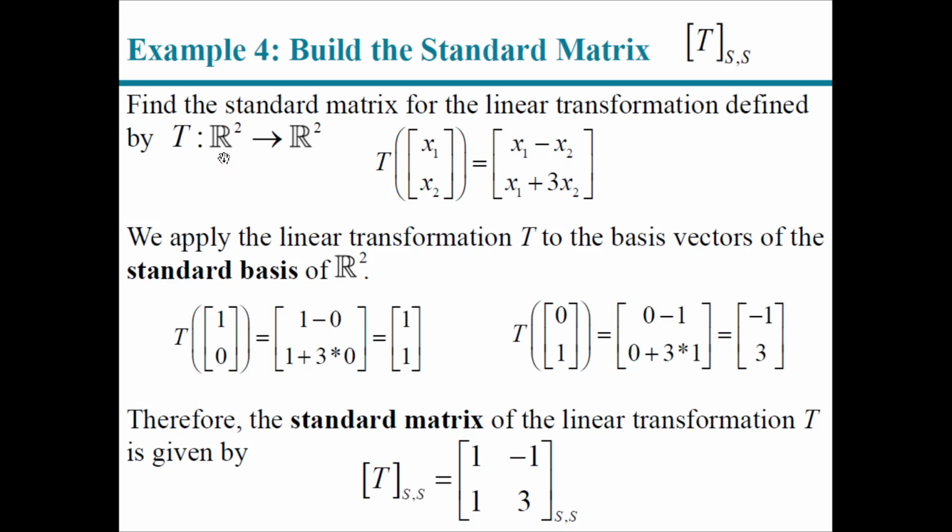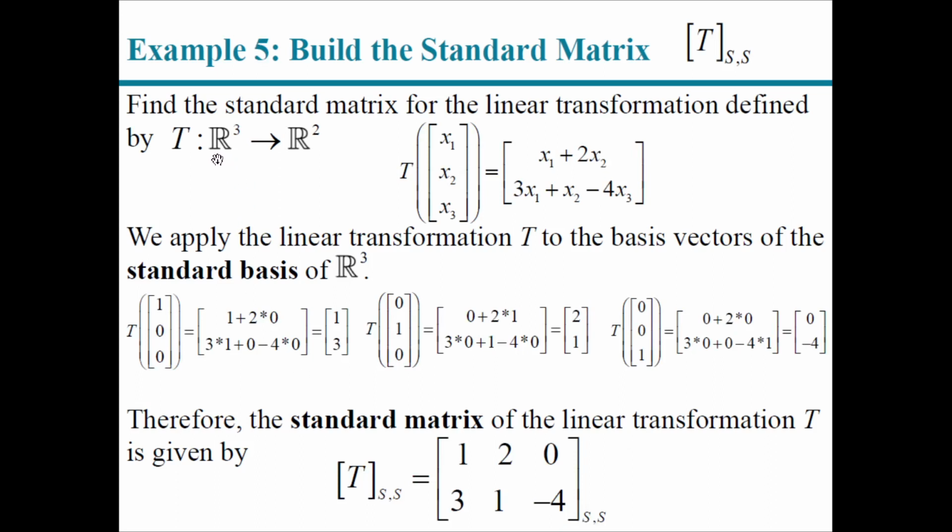This one, similarly, goes from R2 to R2, so this can also be called a linear operator, if you wish, doesn't matter. This is the rule by which the vector with components x1, x2 is transformed into another vector in R2. So this is a linear transformation, and what we do is apply it to each standard basis vector. We get the image, we put the images into respective columns of a matrix, and that matrix is called the standard matrix of the linear transformation T. It's very straightforward.